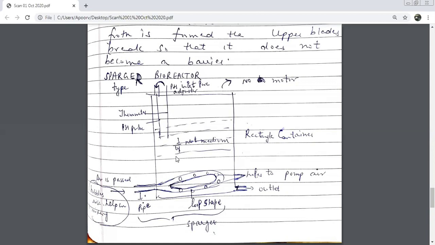So here also the force is coming from air bubbles. We are not using any stirring process over here. This kind of a bioreactor is called which bioreactor? Sparger bioreactor tank.